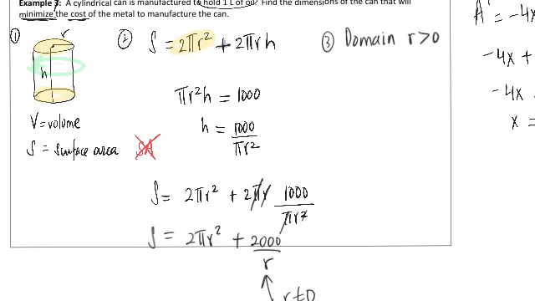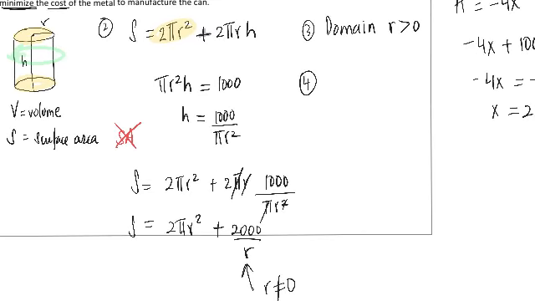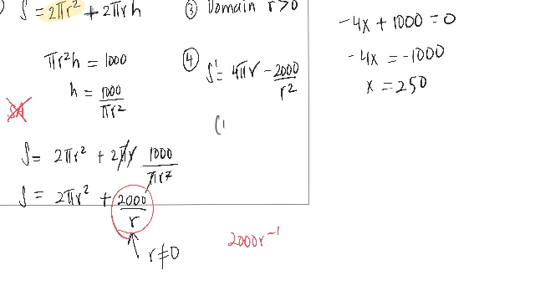minimized surface area. So then step 4, I'm going to find the first derivative. So s prime is equal to 4 pi r minus 2000 over r squared. This 2000 over r, we're going to think of it as 2000 times r to the negative 1 when we differentiate. So that is s prime. I'm going to find my critical points by setting s prime equal to 0.